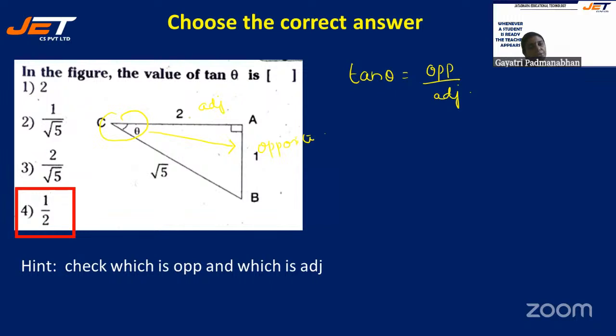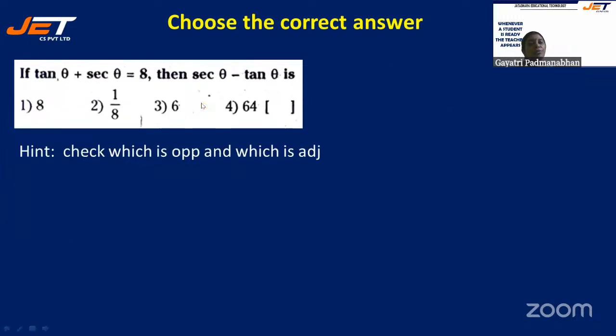Okay, students, the first thing you should see is where the theta is. The side which is opposite to theta is the opposite side. All right, now we are moving on to the next question. If tan theta plus secant theta is equal to 8, then secant theta minus tan theta is dash.